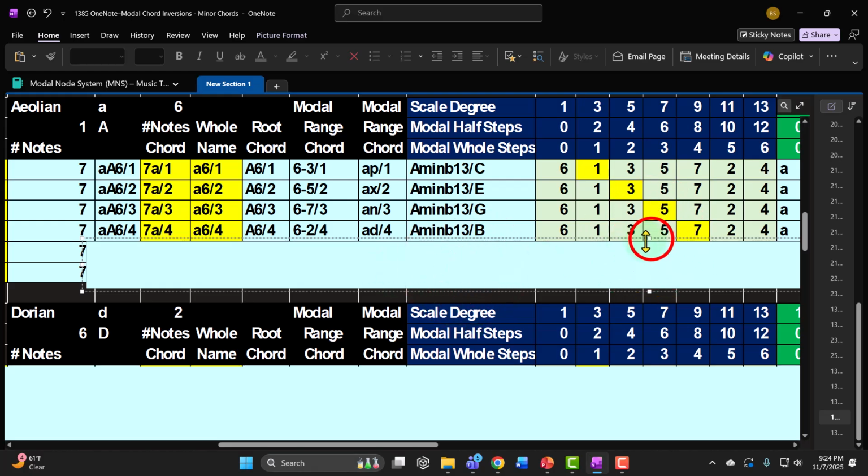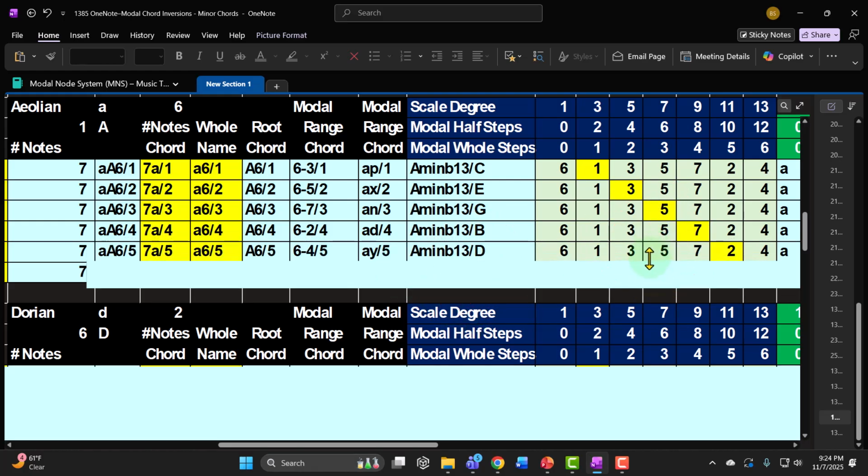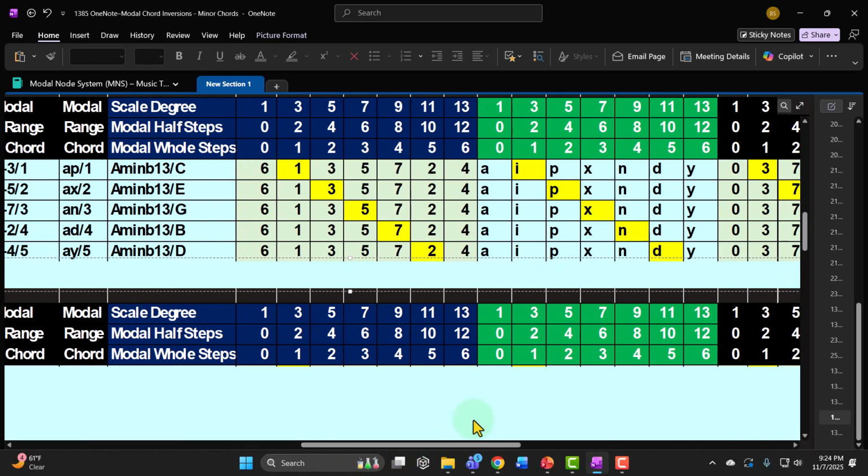So then the next one is going to be the fifth inversion, which would be an A minor flat 13/D, because we're going to go to the fifth inversion, which is nodal point number 2, which is a Dorian, which happens to be in the collection of notes around the key of C, a D. I'd rather easily call it a 7A/5 or A6/5, which is a 7-note Aeolian fifth inversion or an Aeolian 6 modal whole step 5th inversion, which means that you're going to invert on the 5th modal point up, 1, 2, 3, 4, 5.